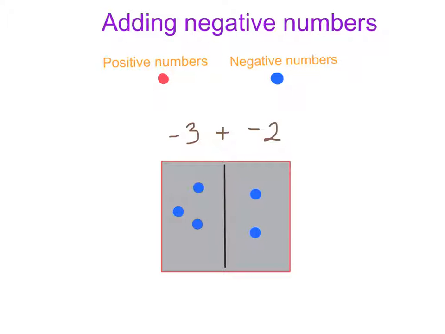There's my negative 2. Now if I remove this line and now they're all together, you can see that I have negative 5 here. So all these together, there's 5 negatives. So my answer to that would be negative 5.